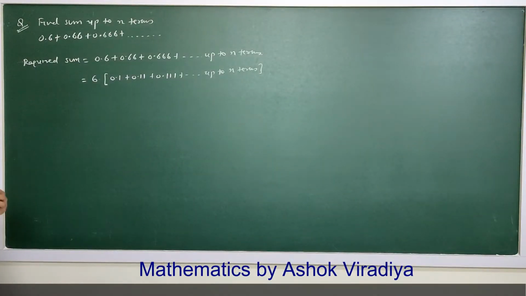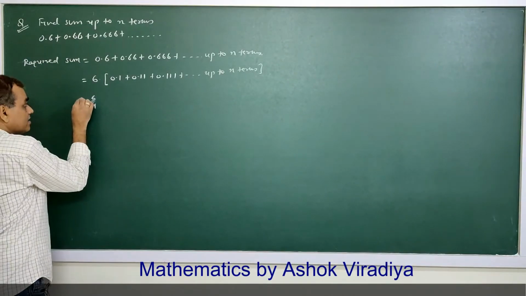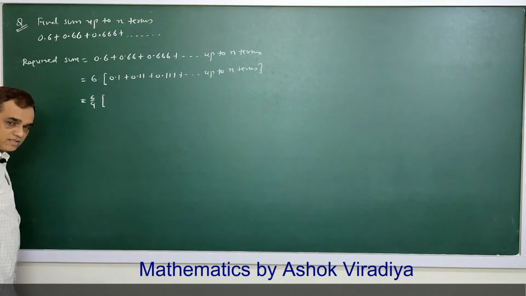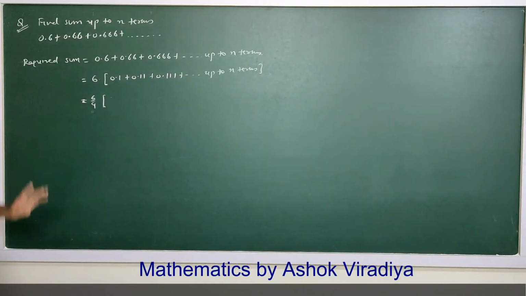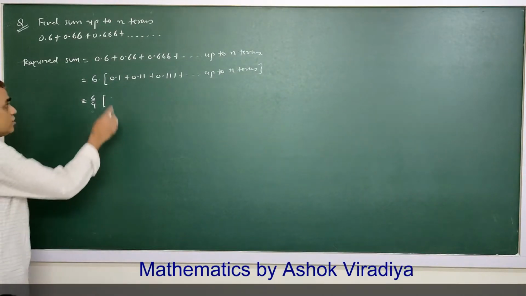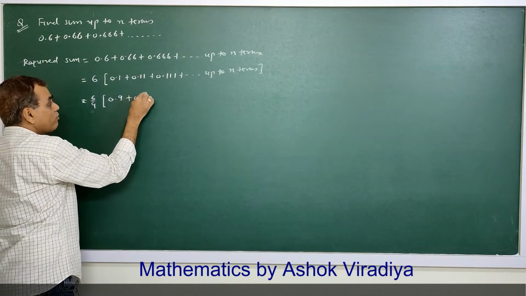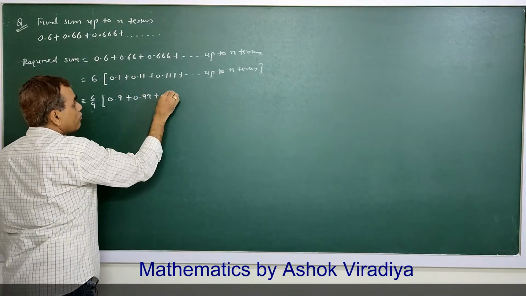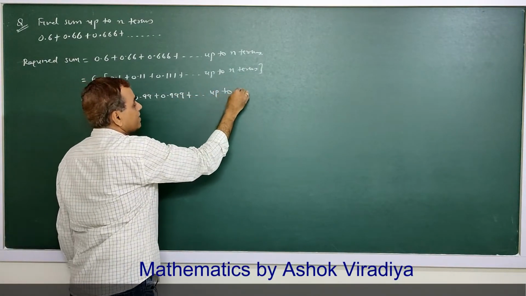6 is taken common. Then now divide this by 9. Dividing by 9, this is fixed. Always divide by 9. So inside, the series will be a series of 9s: 0.9, 0.99, 0.999 up to n terms.